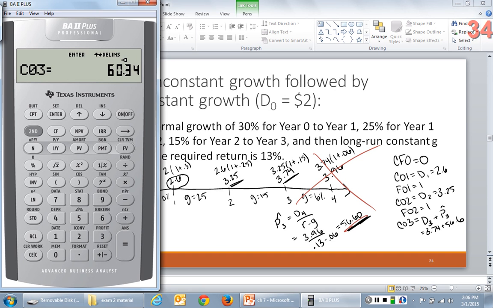So now, the next step is to calculate the present value of these series of cash flows. To do so, you push the NPV button. Enter in your discount rate, which is our required return, the 13%. So 13 and enter. And a down arrow and compute. So $46.66 is the intrinsic value of this stock.